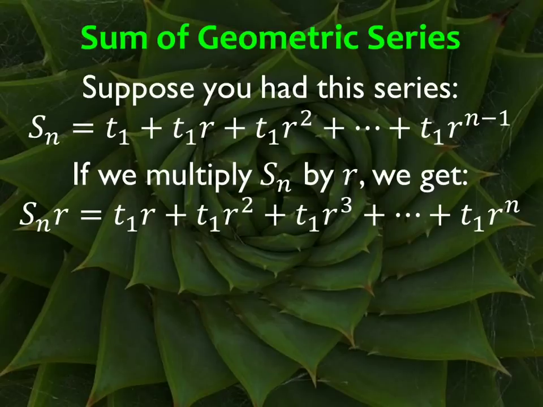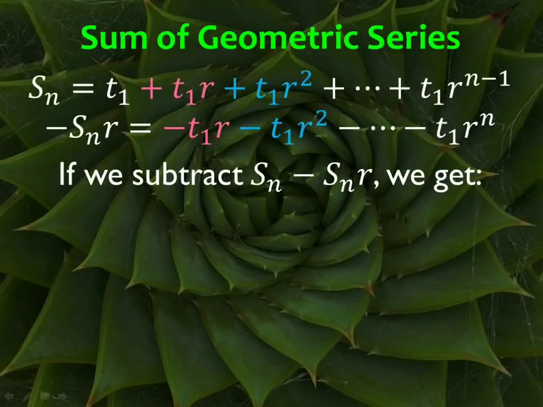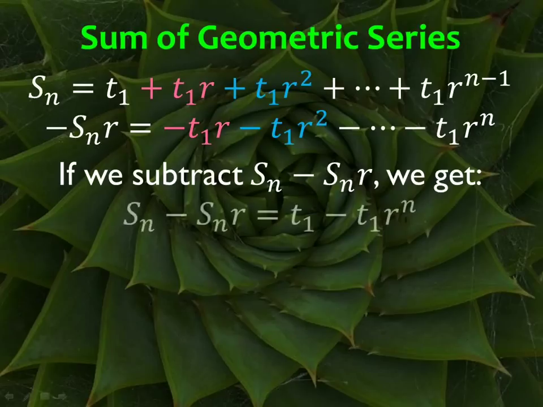Now if you notice, there's a pattern: the second term of the original series matches the first term of the new series. So if we subtract the second series from the first series, all the terms in the middle go away. The t1r cancels, the t1r squared cancels, all the way to t1r^n. Even the t1r to the n minus 1 cancels out. So if we subtract, we are left with 2 terms. Sn minus Sn times r equals t1 minus t1 times r to the n power.